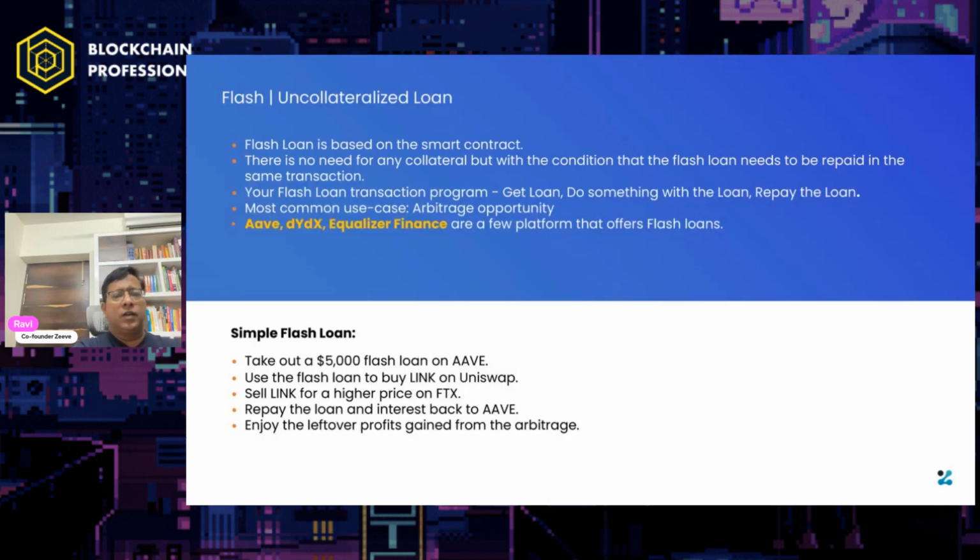And then, one small concept within lending is flash loans. This is something unique to DeFi, which is why I've specifically mentioned it here. So flash loans are uncollateralized loans.